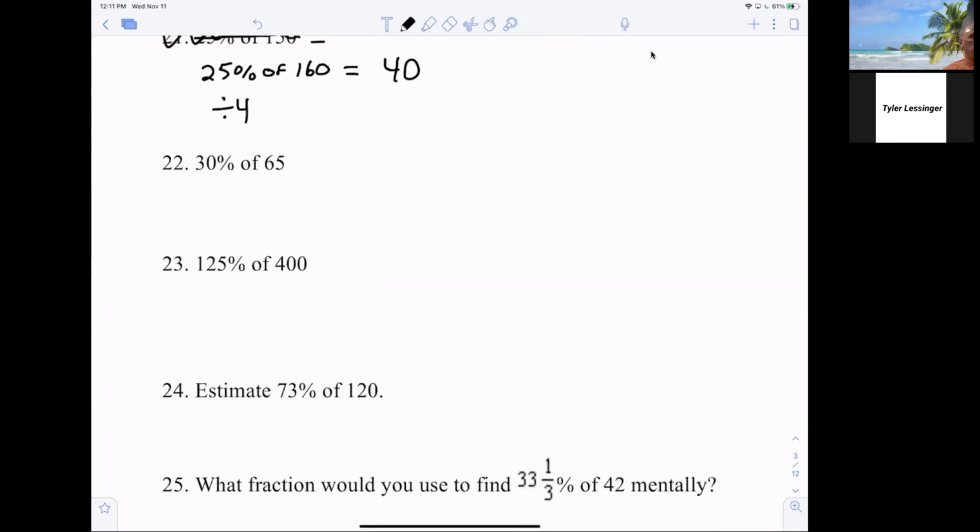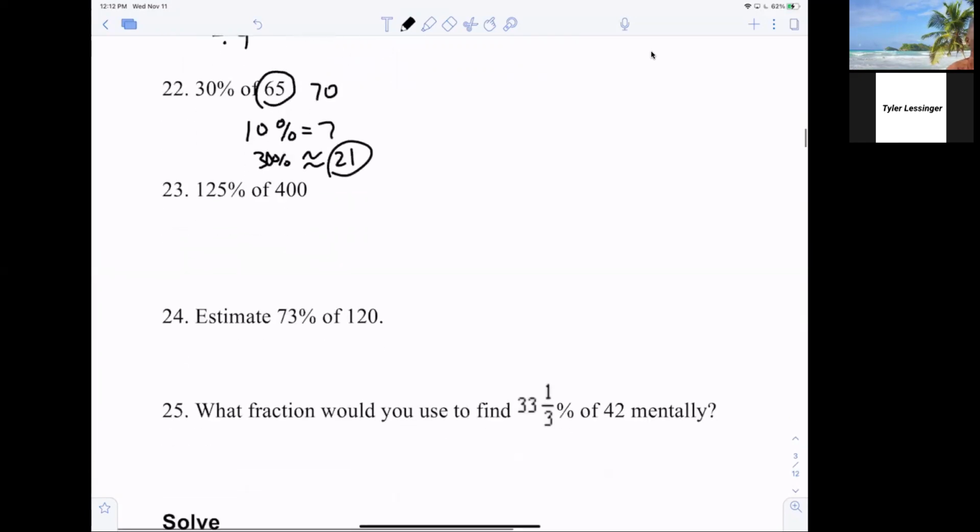Okay, so now I'm doing 30% of 65. I don't like the number 65, so let's change that to what? I like 70, actually. So what's 10%? 7. So 30% is roughly what? Yeah, approximately 21. I'm totally good with that.